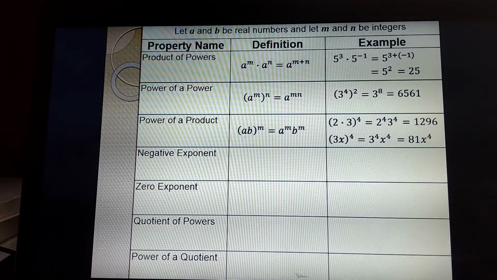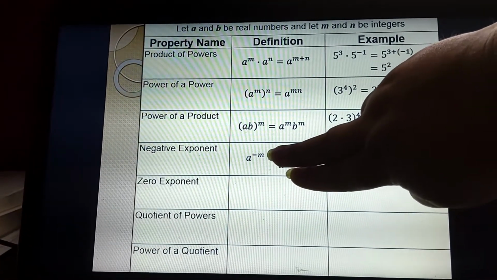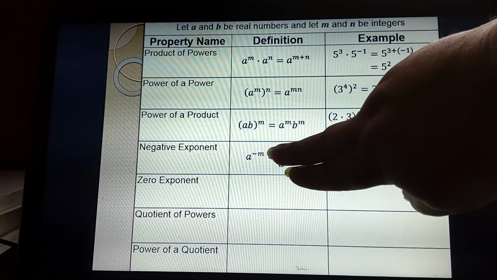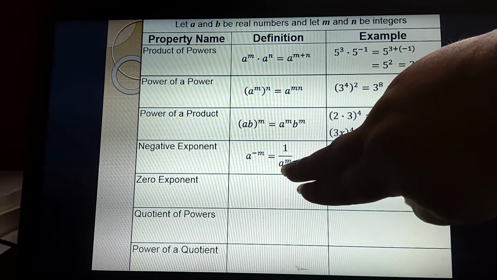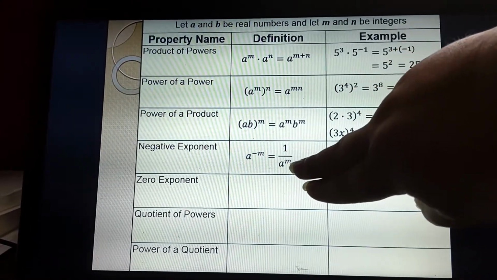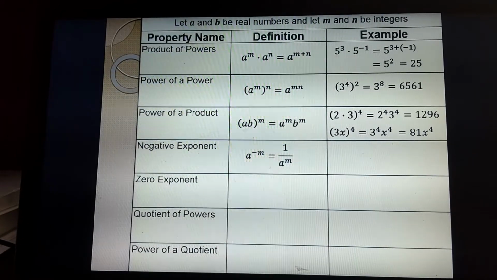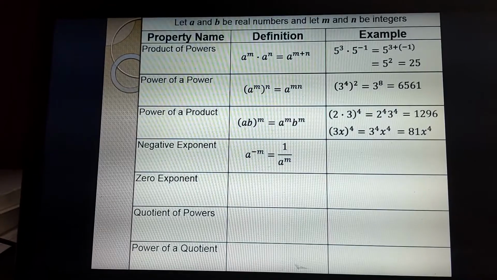Okay, our next rule is a negative exponent. You will see exponents that are negative. Now, what this means is that I'm going to see a base and it's going to have a negative exponent. So what I'm going to do is take that base, that a, and use the reciprocal of it, which is 1 over a. And then that makes my exponent positive. So the act of flipping the base is what makes the exponent positive.